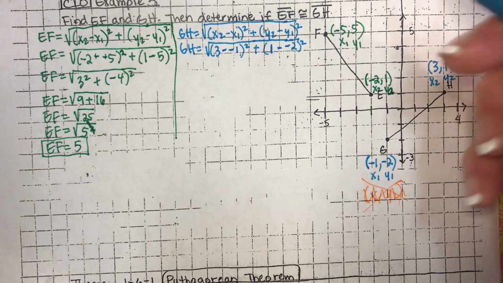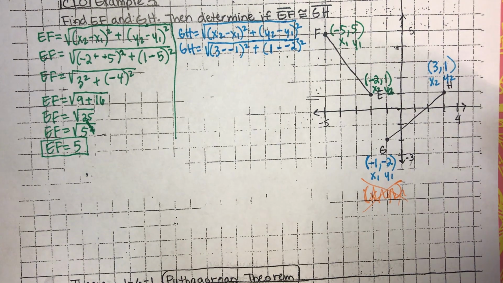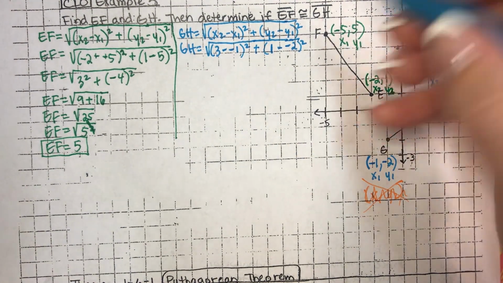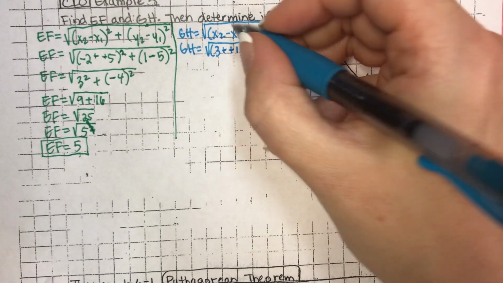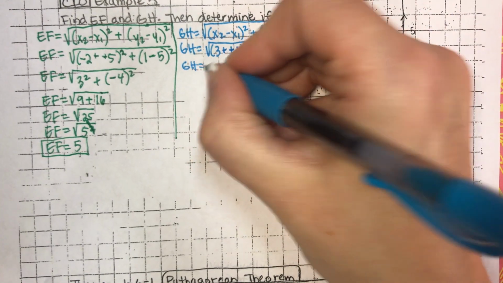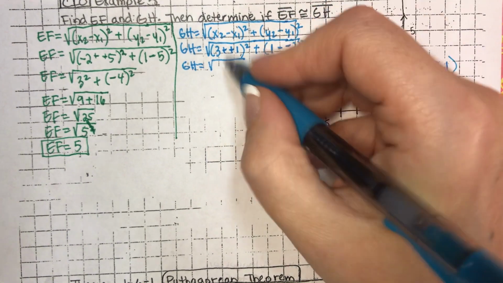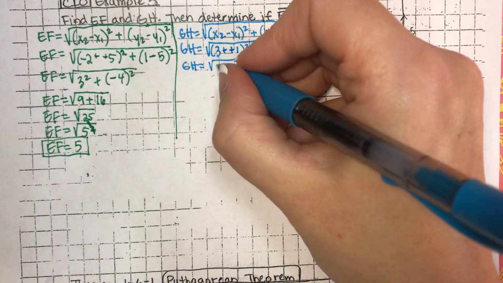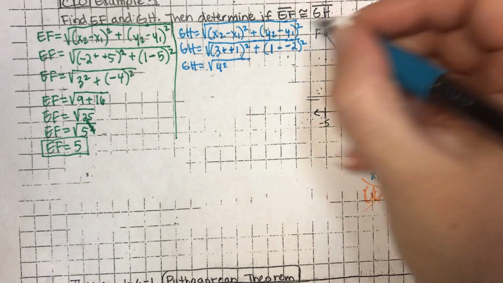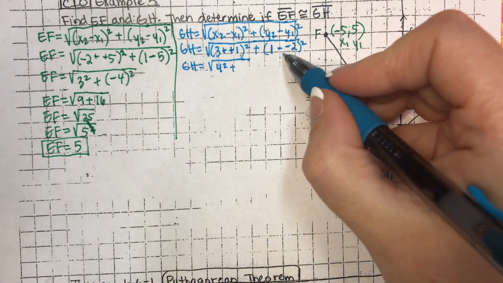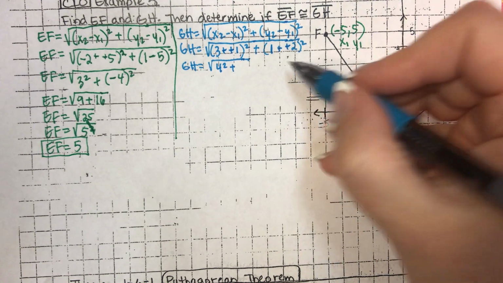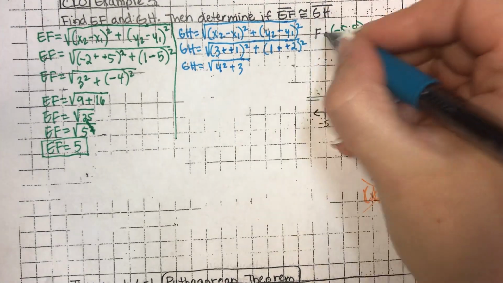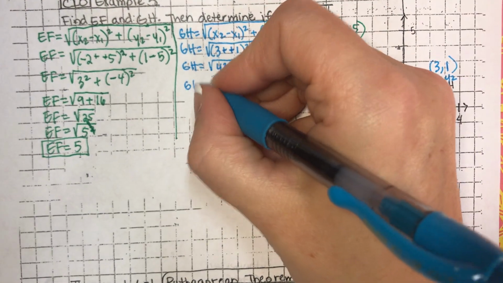All right. So we get to the order of operations. We have to do the parentheses first. We have these two negatives right next to each other, so they end up being positive. So GH is equal to the square root of 3 plus 1, which is 4, so we have 4 squared, plus, oh, we have to do the parentheses over here. We have two negatives right next to each other, so they end up being positive. 1 plus 2 is 3. 3 squared.